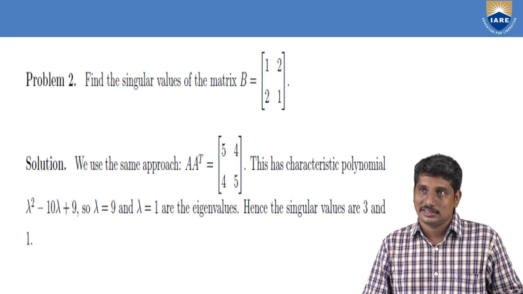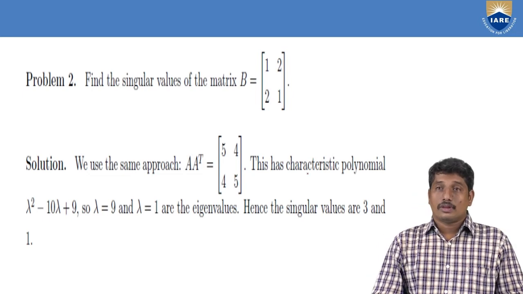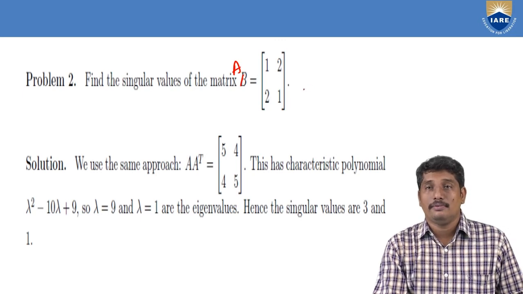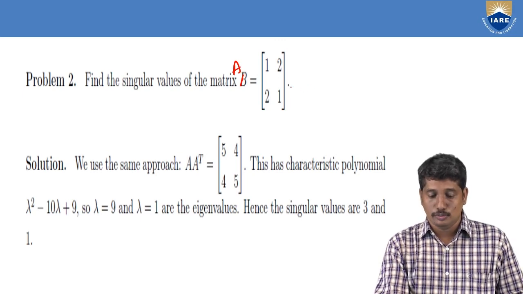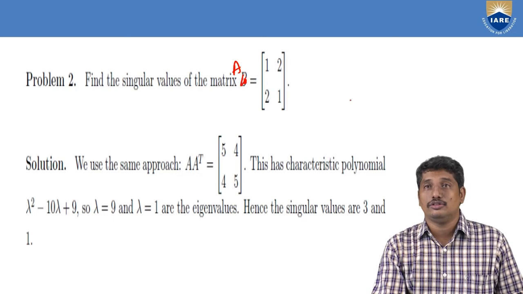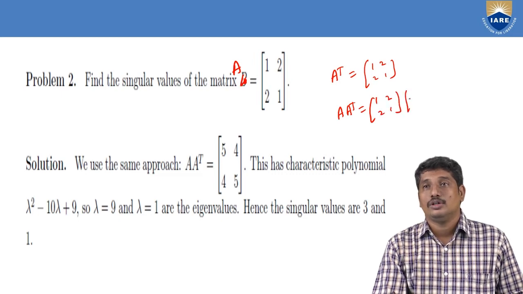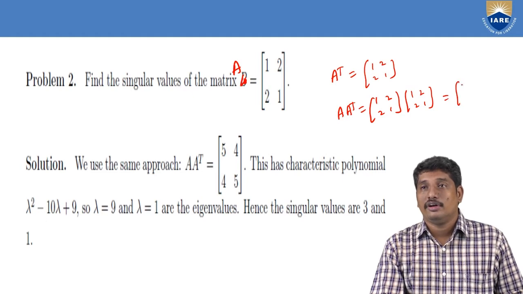Okay sir. So our question is to find the singular values of the matrix A is equal to 1, 2, 2, 1. We consider this as A is equal to 1, 2, 2, 1. Then the A transpose is, again, a symmetric matrix 1, 2, 2, 1. And A into A transpose is 1, 2, 2, 1 into 1, 2, 2, 1, which is equal to 5, 4, 4, 5.